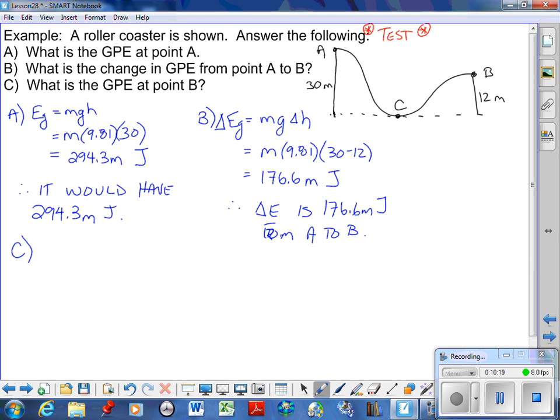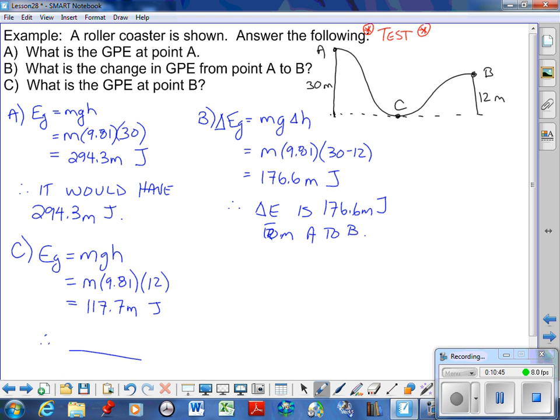C. What is the gravitational potential energy at point B? Well, Eg equals mgh, so m times 9.81 multiplied by 12, and we get 117.7 m joules.